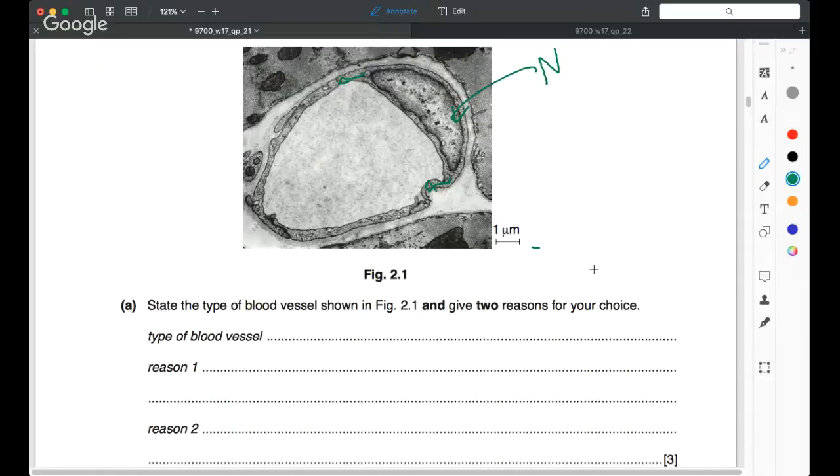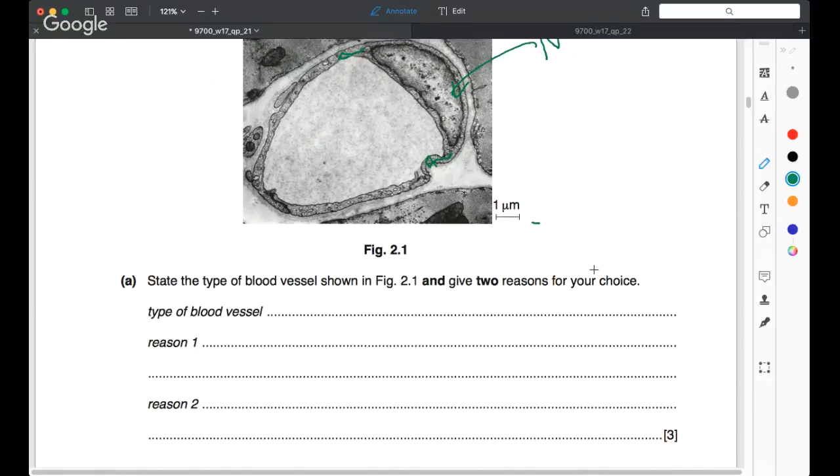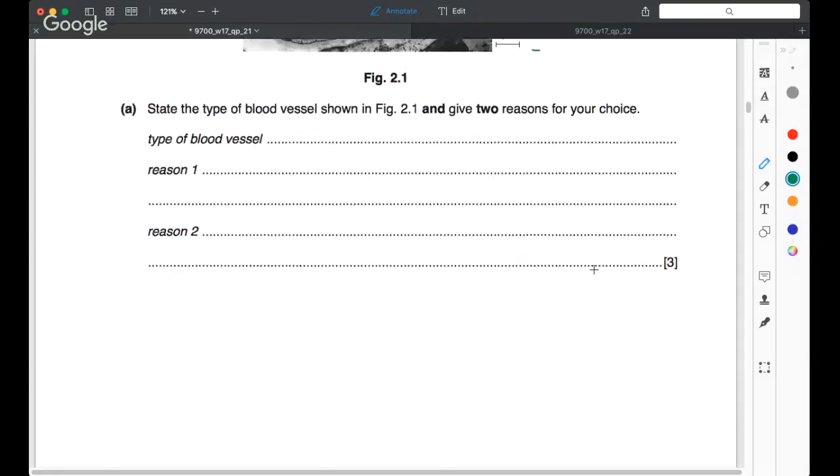Any other points you might be able to relate to a capillary? The environment of the capillary, so it's tissue fluid. Yeah, the fact that it's immediately exposed to the extracellular fluid tells you that it's a capillary, because the cells that it's supplying are literally sub-micron distance from it. So that gives a clue that it's a capillary as well, and you pick the point up if you said that.